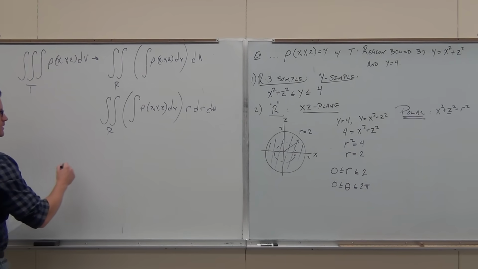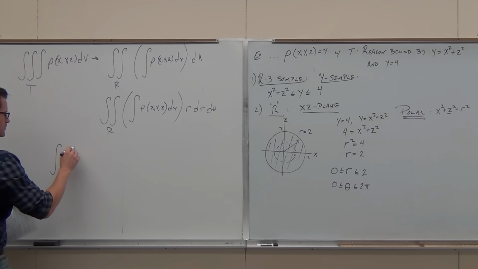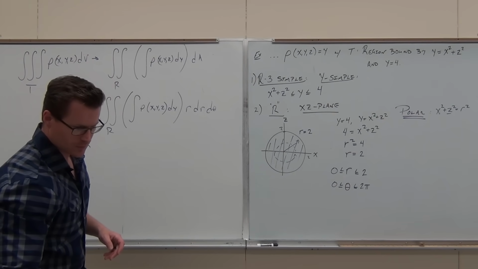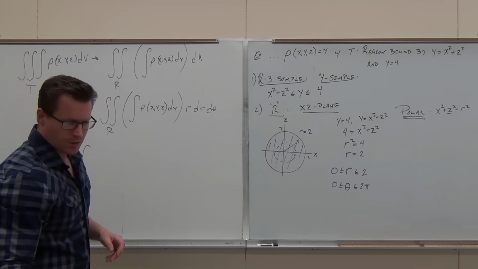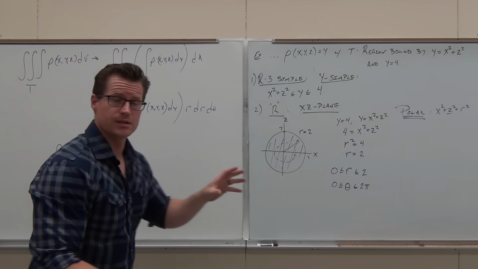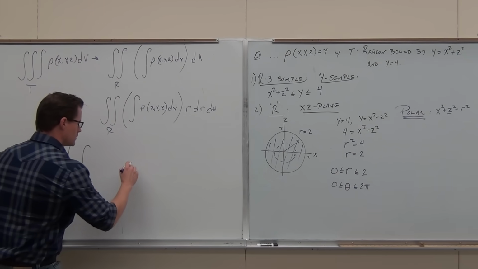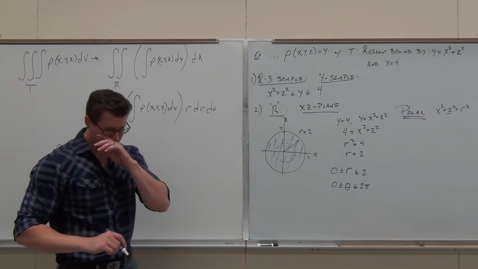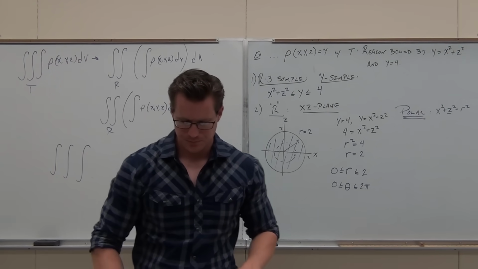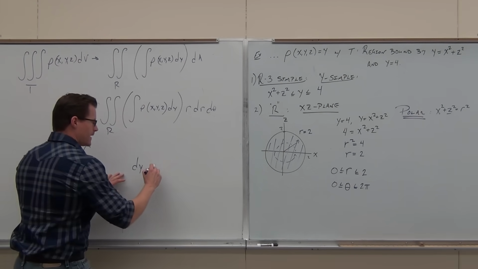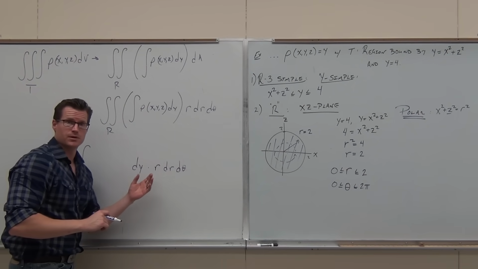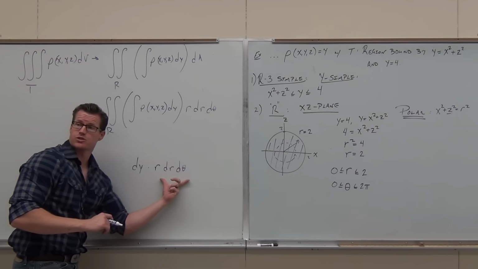When we start setting this up, so here's our setup here. When we start setting this up, what do we do first? What simple R3 simple do we do first? I'm going to need that first. I'm going to need a dy first. Now, if I need the dy first, and I'm going to do r dr d theta. Do you see where that comes from? Here's our first integral, here's our double integral switching to polar.